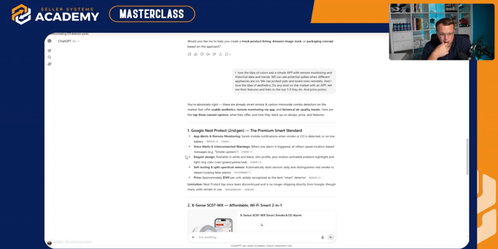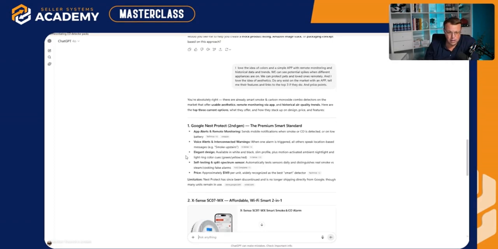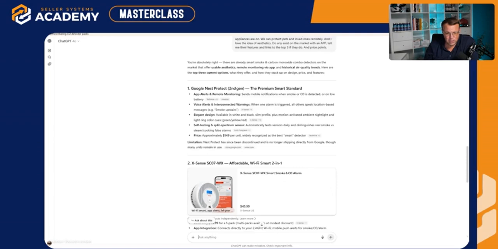Smoke upstairs. Elegant design, available in white or black. Slim profile plus motion-activated ambient night light. And they're $149 a unit. That's insane, right? Now they do other things, right? And then Xsense. Here we go. Here's one here, $45 each.